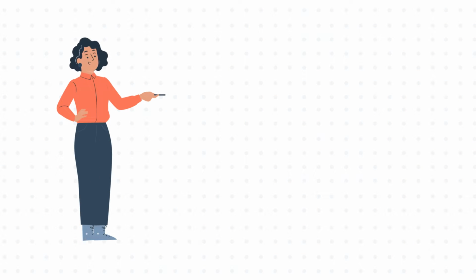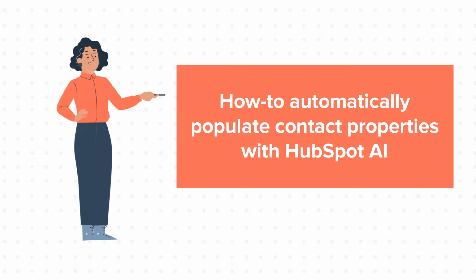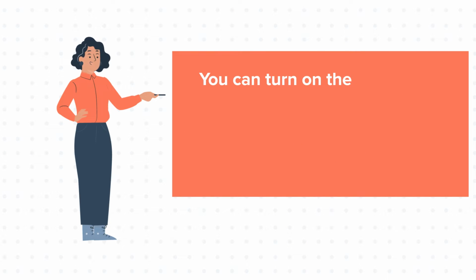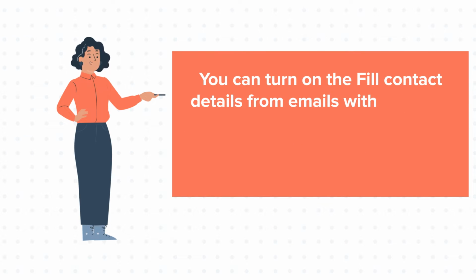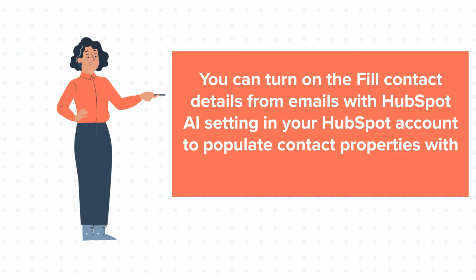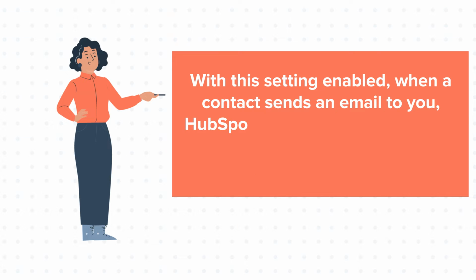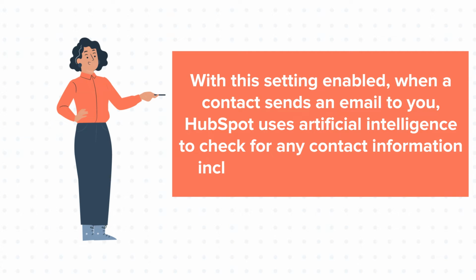This is Jessica and our today's tutorial is about how to automatically populate contact properties with HubSpot AI. You can turn on the fill contact details from emails with HubSpot AI setting in your HubSpot account to populate contact properties with data from the email. With this setting enabled, when a contact sends an email to you, HubSpot uses artificial intelligence to check for any contact information included in the email signature.